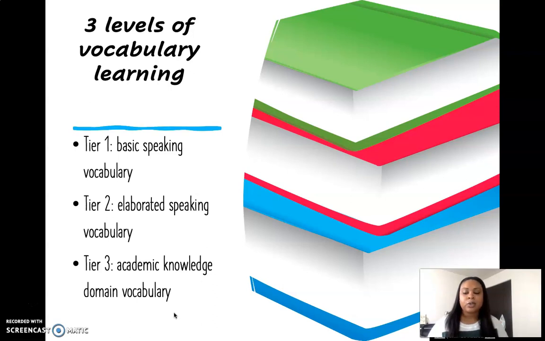Okay, now tier 1 words are the most basic words that occur frequently in our language. A few examples are cat, dog, block, or clock.